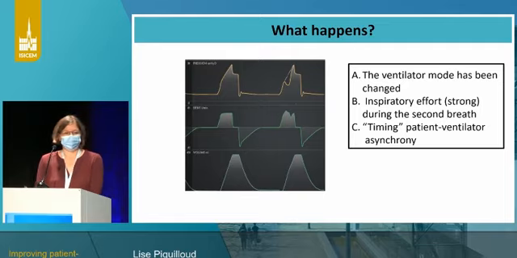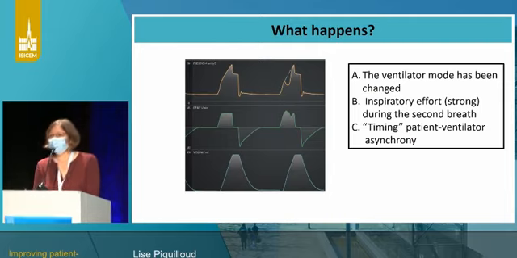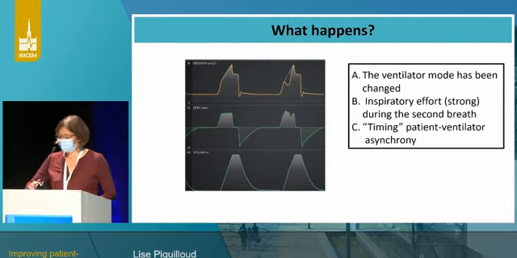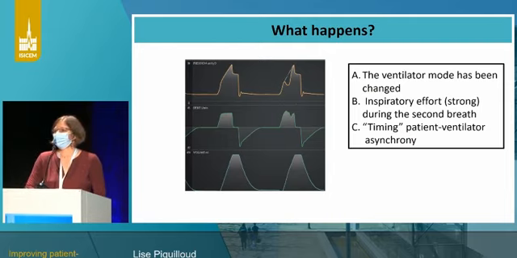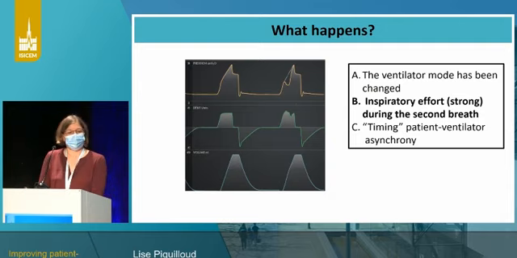What happens here in the second respiratory cycles? Has someone changed the ventilator mode? Is there an inspiratory effort performed by the patient? Or is there a problem of matching between the duration of pressurization and the neural inspiratory time? The answer is that there is an inspiratory effort in the second breath.